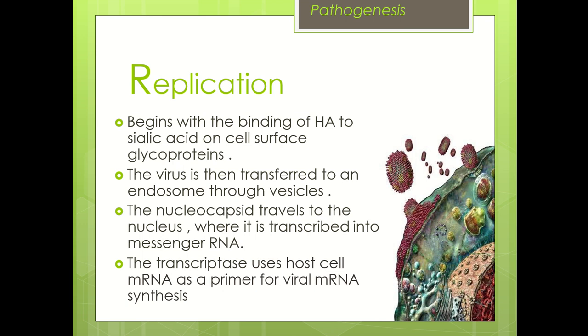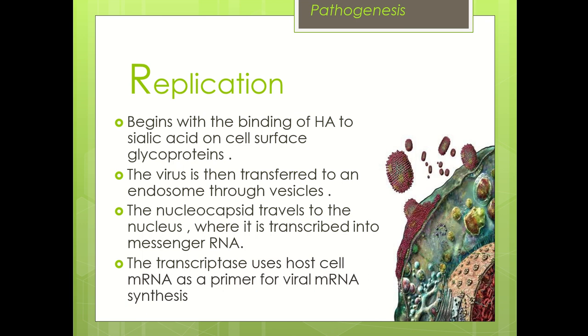If you look into the replication, it begins with the binding of hemagglutinin to the sialic acid receptors on the cell surface glycoproteins. Sialic acid residues are found on the cell surface glycoprotein of the host cell. So hemagglutinin interacts with the sialic acid residue, which facilitates the attachment of the virus, and then the virus is transferred to the endosomal vesicle with the help of neuraminidase. The receptor and hemagglutinin contact is cleaved with the help of neuraminidases.